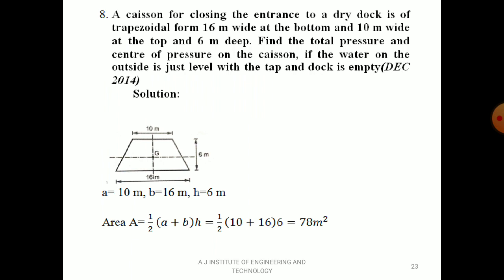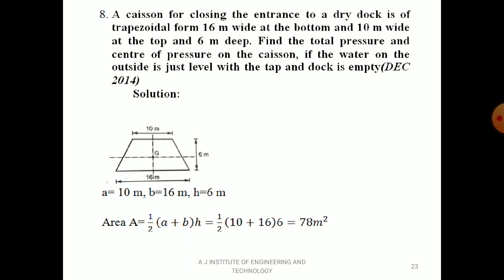Solution: this is the form of a trapezoid. You know how the shape of a trapezoid looks like. So just draw one trapezoid with the top being 10 meter. It is given 16 meter wide at the bottom and 10 meter wide at the top. Then depth is given as 6 meter. So just take the top edge as A and the bottom edge as B. So A equal to 10 meter, B equal to 16 meter, and depth, that is height, H equal to 6 meter.